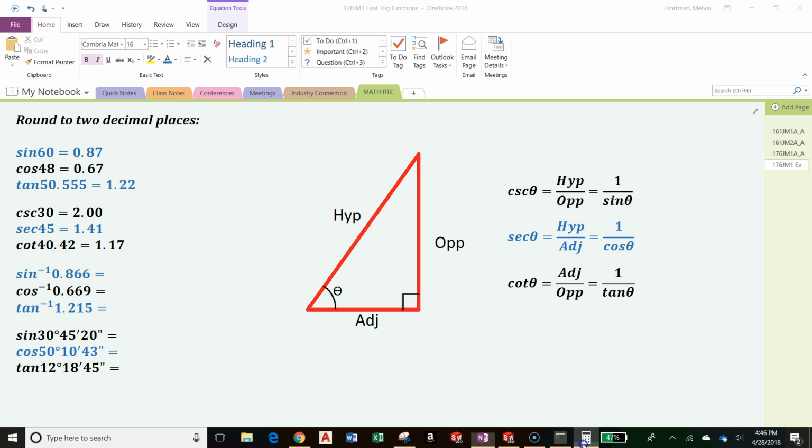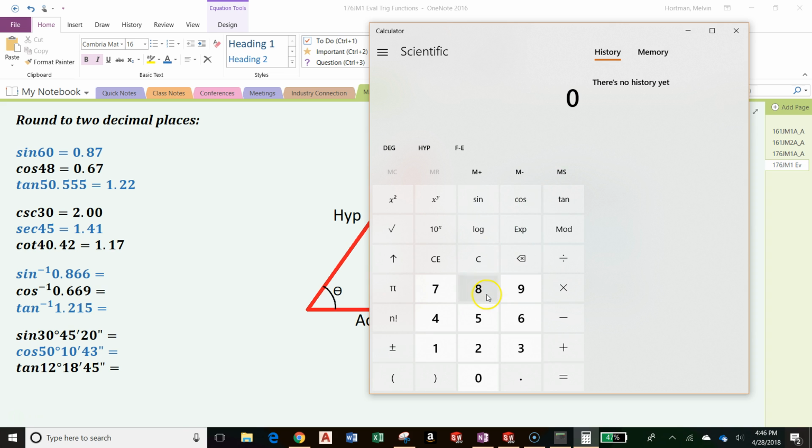Let's try that on the other calculator. So I'll put in 40.42, go to tangent, and then find my 1 over x button. For this calculator, I have to press this up arrow, which is really just a shift or a second key. So I press the 1 over x and I get 1.17, the same answer. Wonderful.